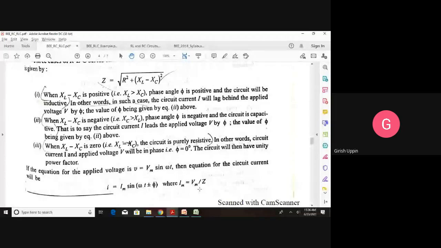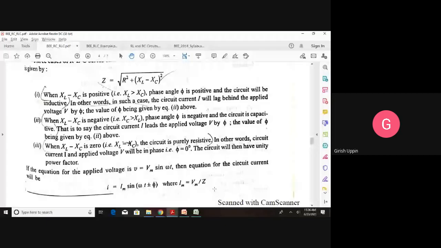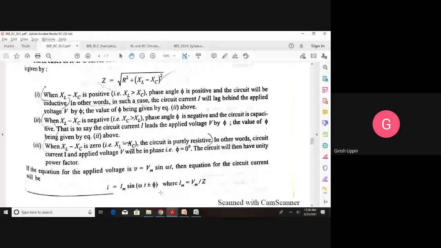What is the impedance of the circuit? Z is equal to square root of R square plus XL minus XC whole square. Now, for the current, we have omega t plus or minus phi. So, plus means what? The current is leading the voltage, that is when XC is greater than XL. Or I is equal to Im sin omega t minus phi, when XL is greater than XC, or the circuit will behave like an RL circuit.